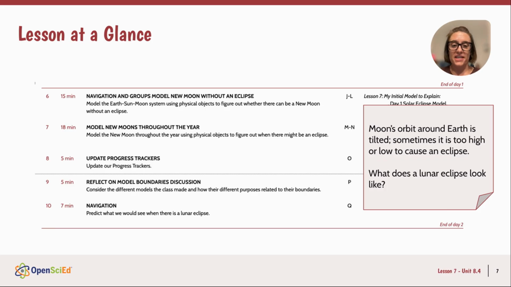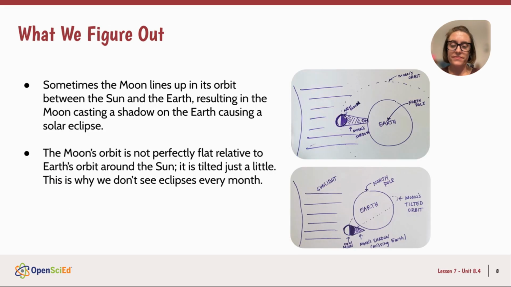And then on the second day, students figure out that the moon's orbit around Earth is not flat relative to how the Earth is moving around the sun. Sometimes the moon is too high or too low for the shadow to fall on Earth, causing an eclipse. And then that leads us to wonder, well, what does a lunar eclipse look like then?